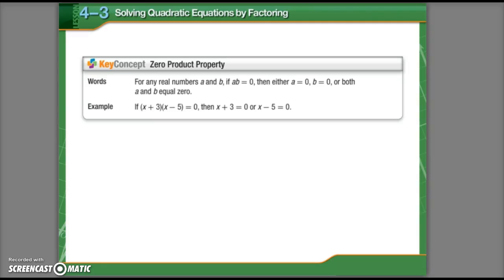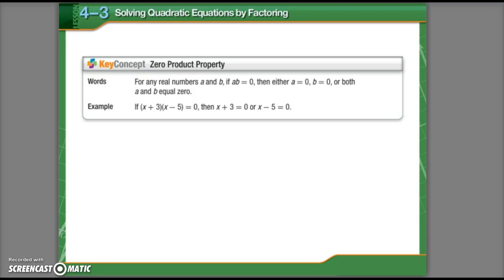Okay, here's another key concept, the zero product property. This property says that if you have two real numbers, a and b, and you multiply them together and you get 0, that means that either the first number or the second number had to be 0, or maybe they both were 0.